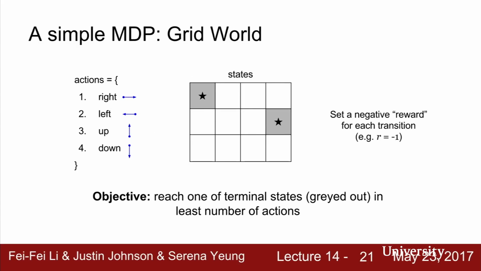So let's look at an example of a simple MDP. Here we have grid world, which is this task where we have this grid of states. So you can be in any of these cells of your grid, which are your states. And you can take actions from your states. These actions are going to be simple movements: moving to your right, to your left, up or down. And you're going to get a negative reward for each transition, basically each time step, each movement that you take.